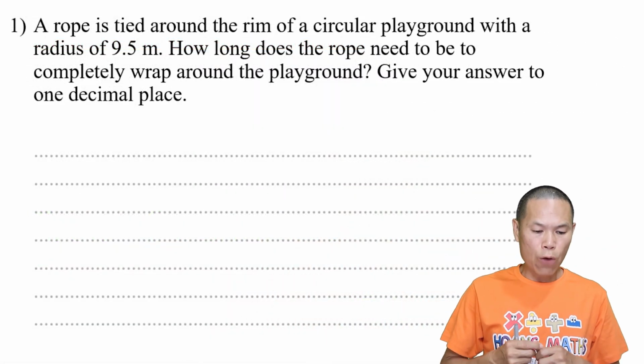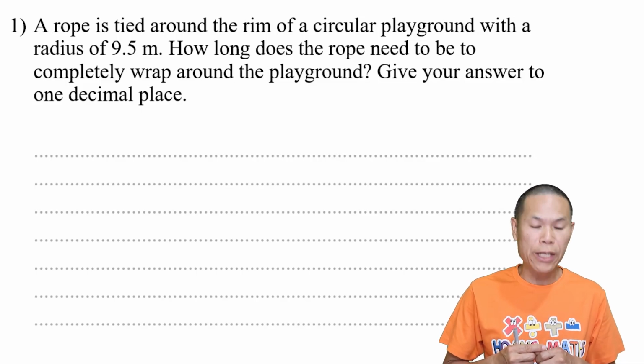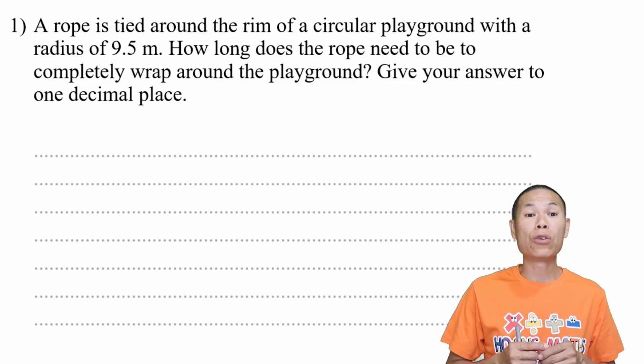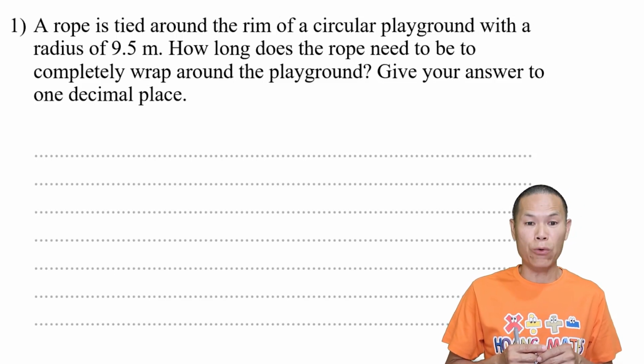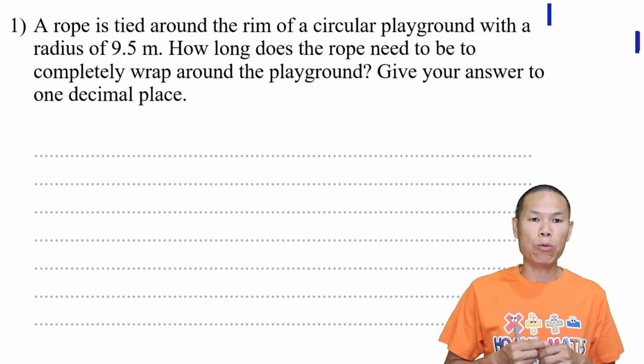First one, a rope is tied around the rim of a circular playground with a radius of 9.5 meters. How long does the rope need to be to completely wrap around the playground? Give your answer to one decimal place.